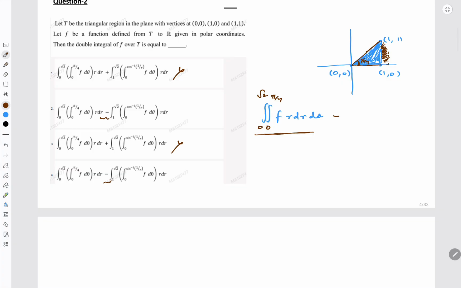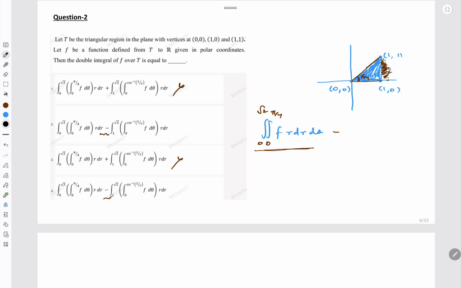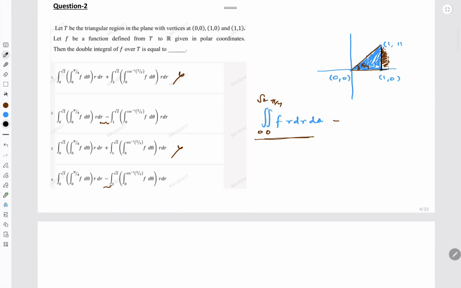Now in these two options, we have to subtract something, and all the points that are lying in this region of subtraction have radius ranging from 1 to root 2, right? The radius of the closest point is 1, and the radius of all these points lies between 1 to root 2. So 1 to root 2, f dr r dr d theta, the same translation logic.